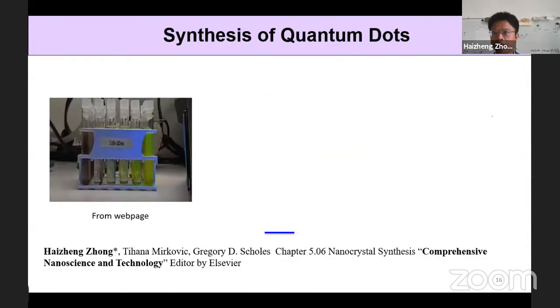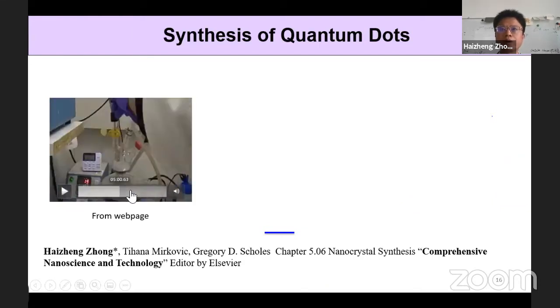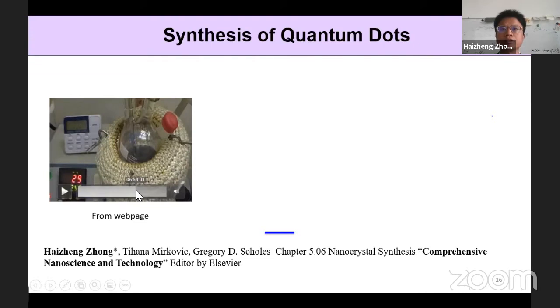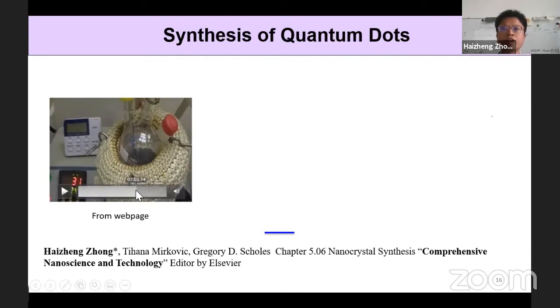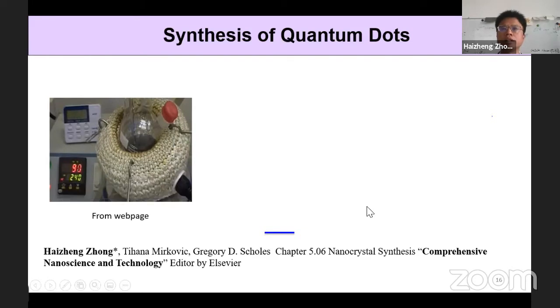Okay, I would like to briefly describe the synthesis of quantum dots. There are many ways to synthesize QDs. Here I have a movie from a web page that describes the fabrication of conventional cadmium selenide QDs. Hopefully you can see the movie. Okay.